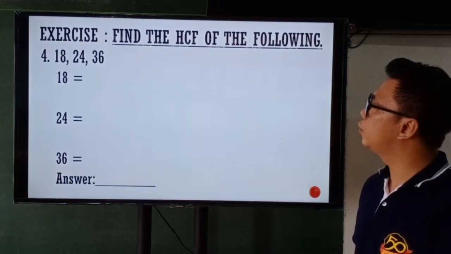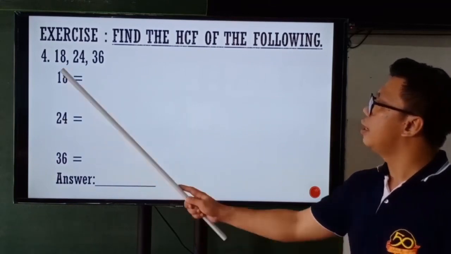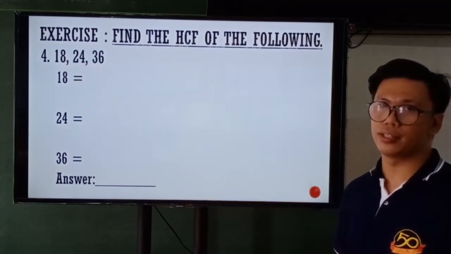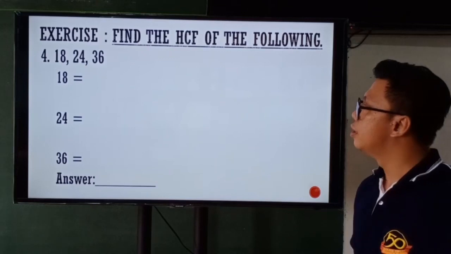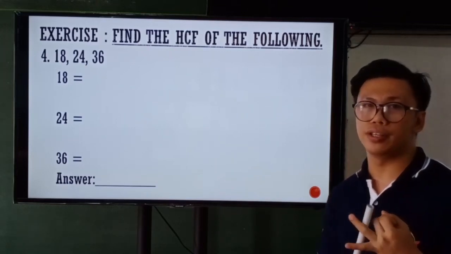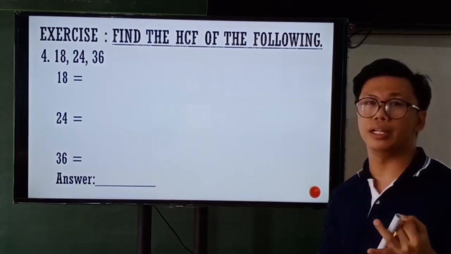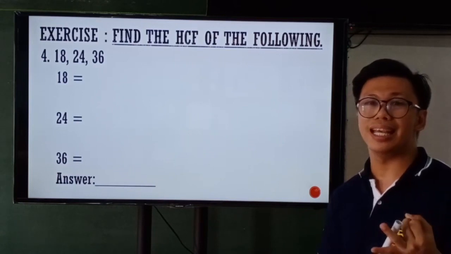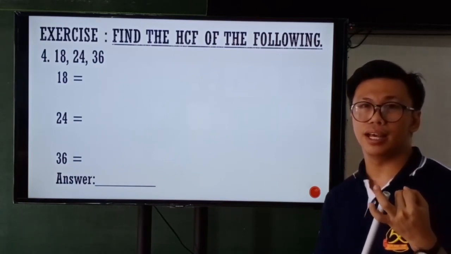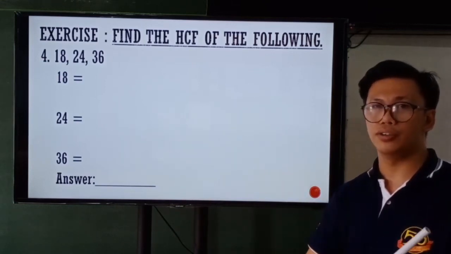Okay, now let's go to exercise number 4. We have here 18, 24, and 36. So we have 3 numbers. So what is the first method? We will find first the factors. After finding the factors, we will list the numbers in ascending. What is ascending again? That is writing the smallest number to the largest number.